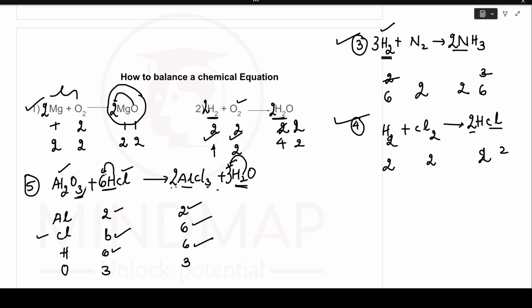Then oxygen here is 3, and here oxygen is 3. So the equation is balanced. Okay, let's do more practice.